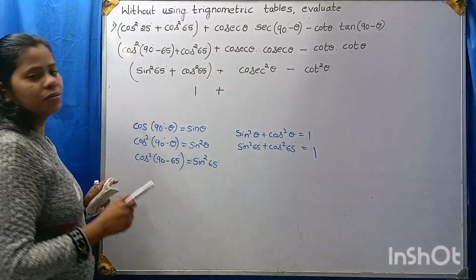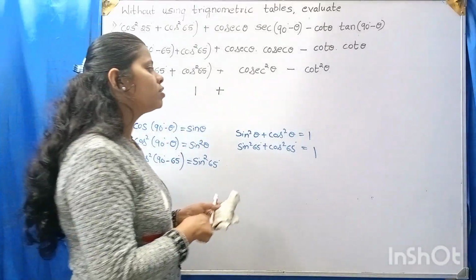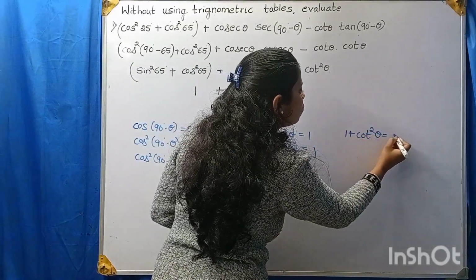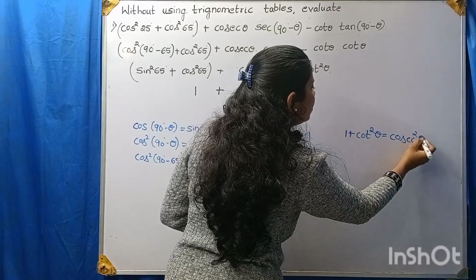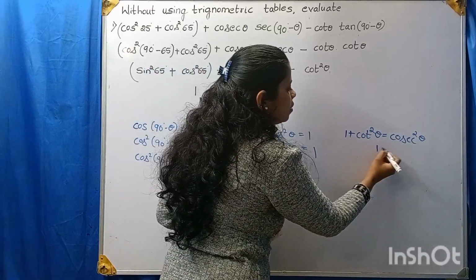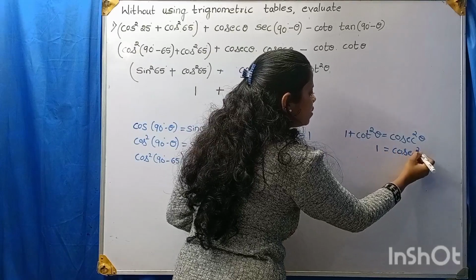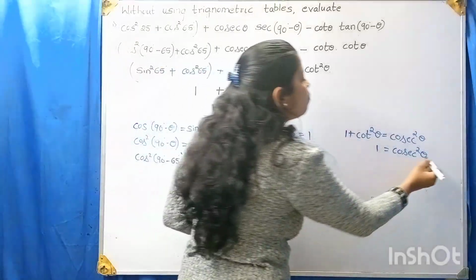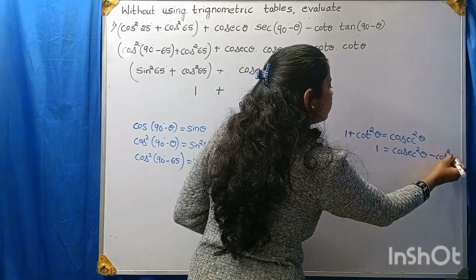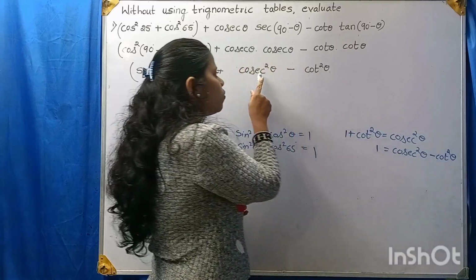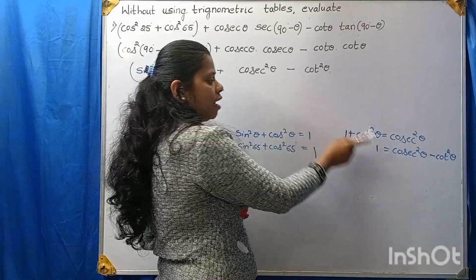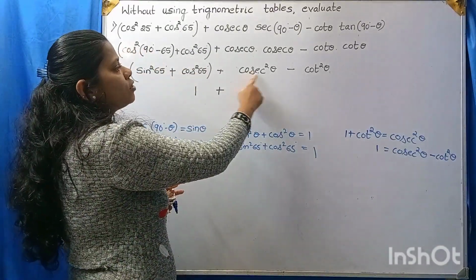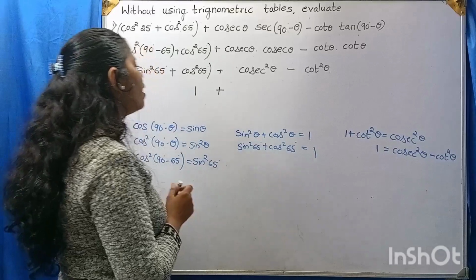Plus, we know the formula 1 plus cot square theta is equal to cosecant square theta. Right? Bringing the cot square theta to this side, it will become minus cot square theta. Therefore, cosecant square theta minus cot square theta, I can write as 1. So let me write this cosecant square theta minus cot square theta as 1.